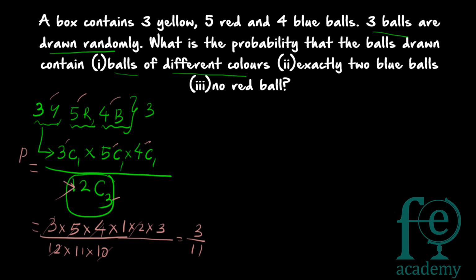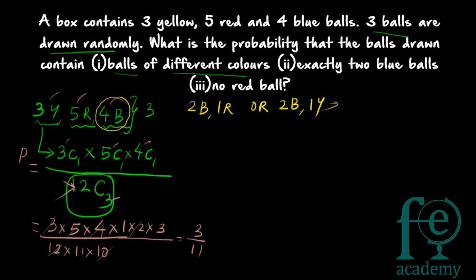Now second question is exactly 2 blue balls. You have to select exactly 2 blue balls. Out of the 3 balls drawn, there should be exactly 2 blue balls. So how you can do that? 2 blue balls and 1 red ball. Okay, 2B, 1 red. That is one option. Or what is the second option? 2 blue balls and 1 yellow ball. Okay, so these are the 2 options available. 2 blue balls and 1 red ball or 2 blue balls and 1 yellow ball.